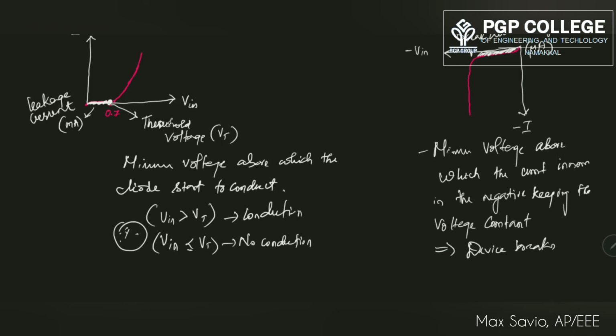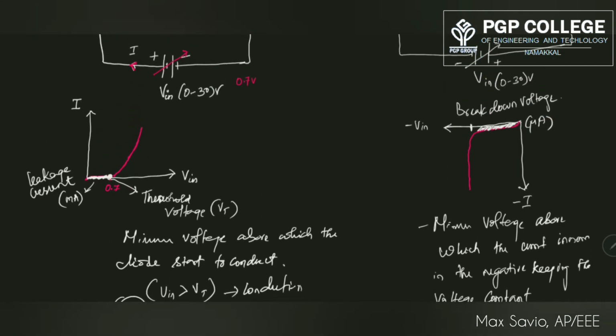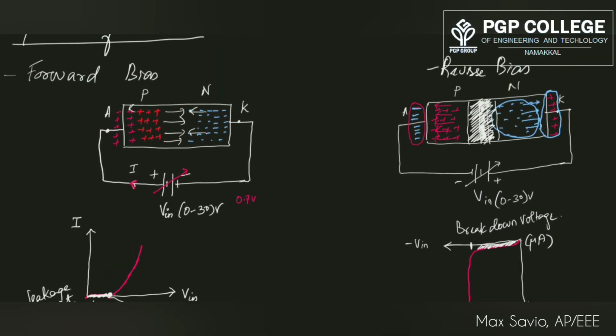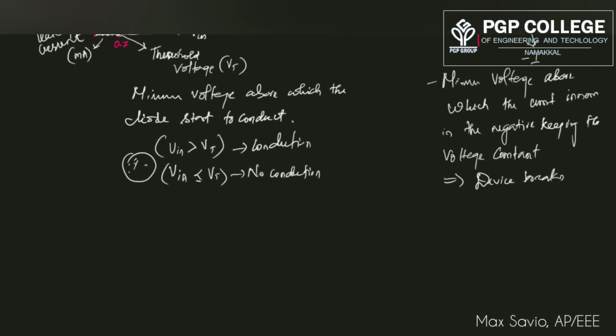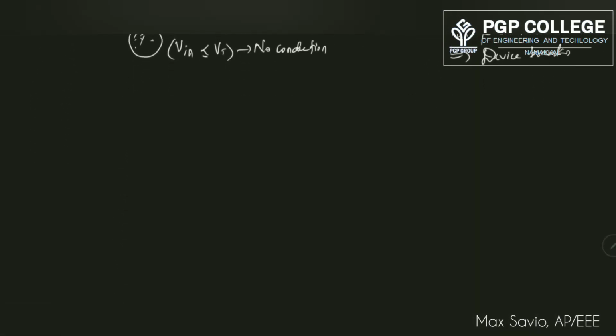Device will break. So this is how your conduction, that is the forward and the reverse bias, actually takes place. So combining this forward and the reverse bias, we can easily now state the VI characteristics. So in the VI characteristics, I'm going to draw the graph.